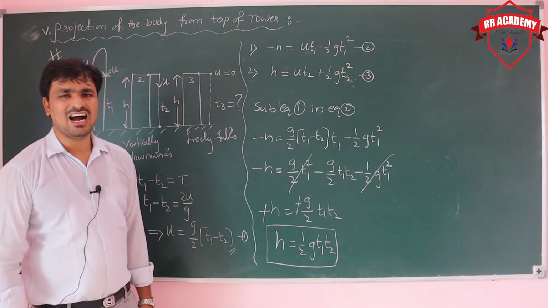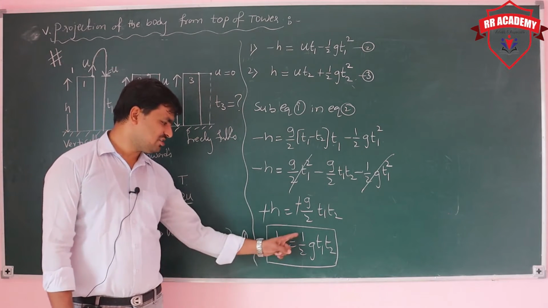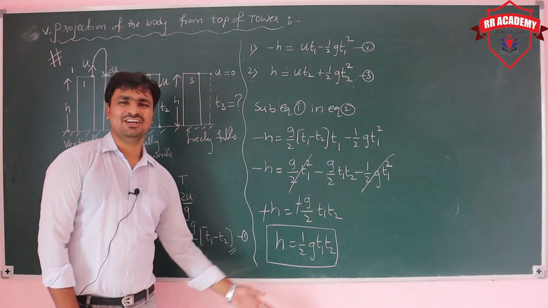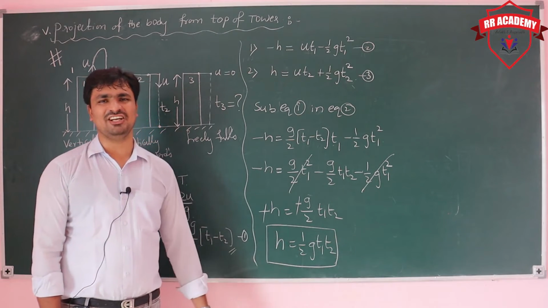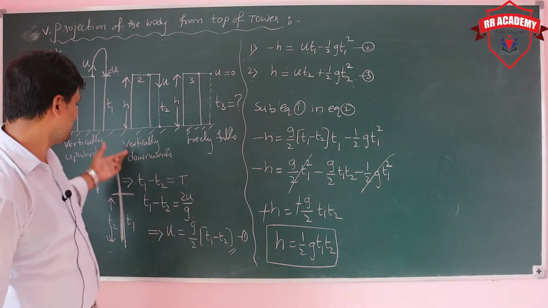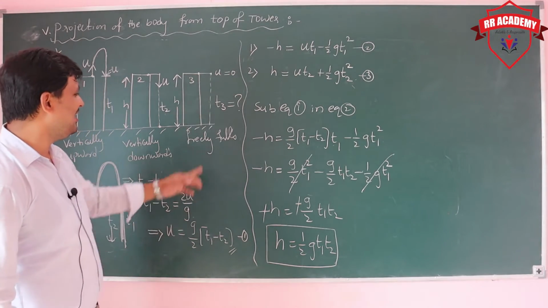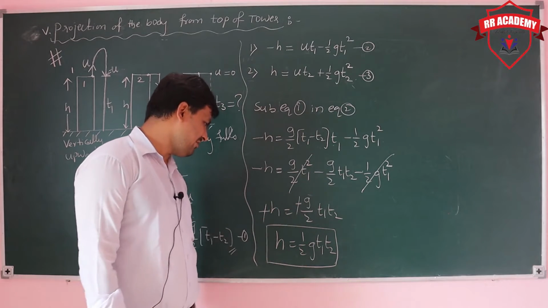What is that? Height of the tower. How much? Half g t1 t2. Yes, you got it. Height of the tower in terms of t1, t2. Here also u value in terms of t1, t2. Now we want to get the value of t3 in terms of t1, t2.